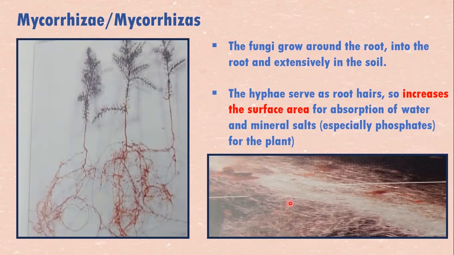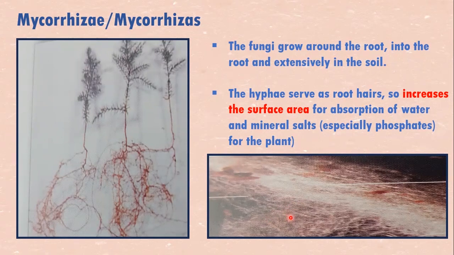the hyphae, you know, they serve as root hairs. If hyphae are growing around the root, this root has root hairs, but the hyphae too will serve as root hairs and will be absorbing water and mineral salts for the roots, for the plant. The root hairs will be absorbing water and mineral salts. The hyphae will also be absorbing water and mineral salts. But the hyphae are able to absorb a lot of phosphates for the plant.